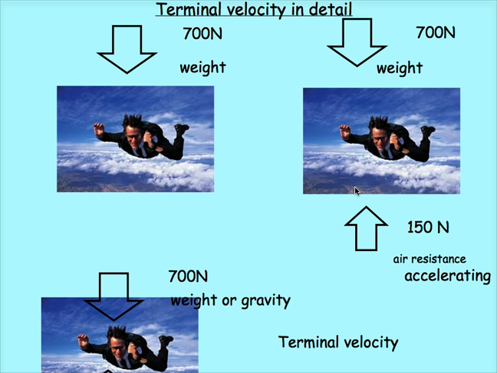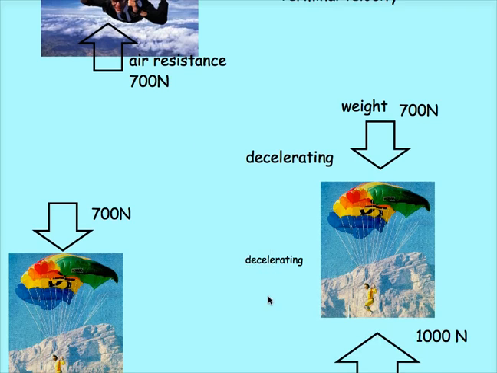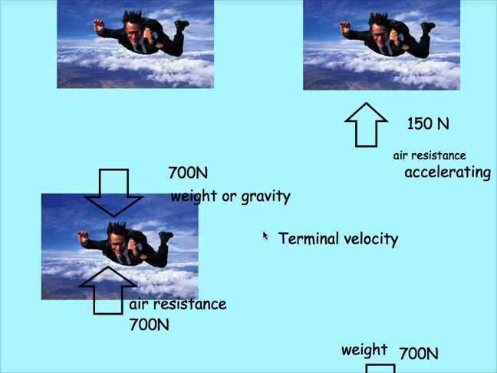He speeds up, he accelerates, because there's not enough air resistance to stop him accelerating, so he speeds up and up. And as he speeds up more and more, more and more air hits the man. So his air resistance increases. It's gradually going up from 150 to eventually resting at 700. It doesn't go higher than 700.